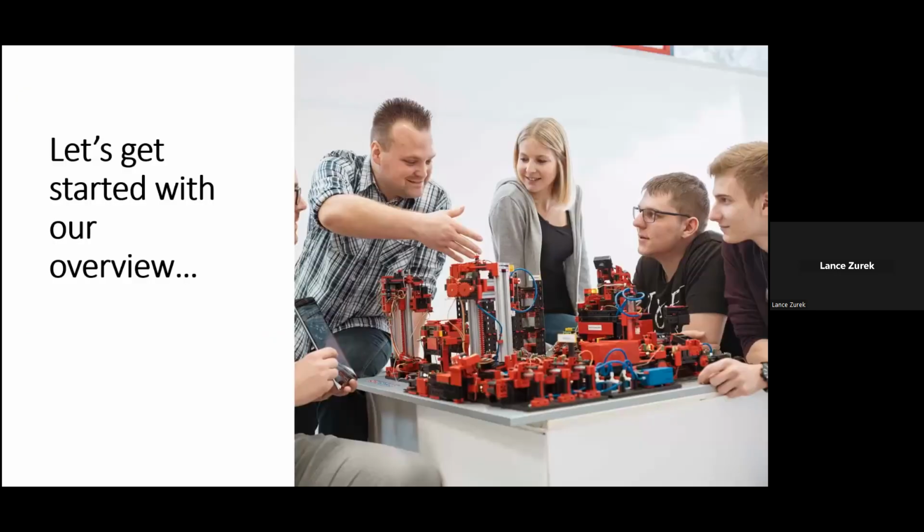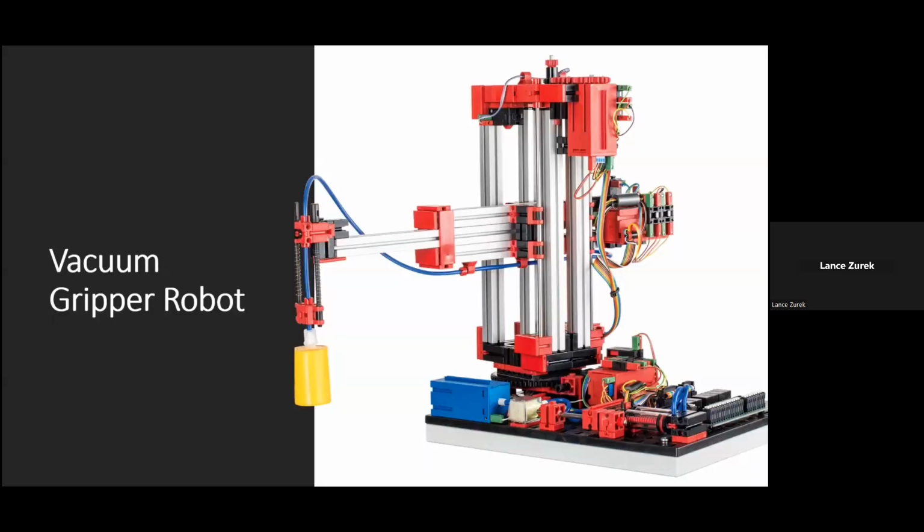So on that note, let's start to look at some of the models which are available. The first model we're going to look at is the vacuum gripper robot.